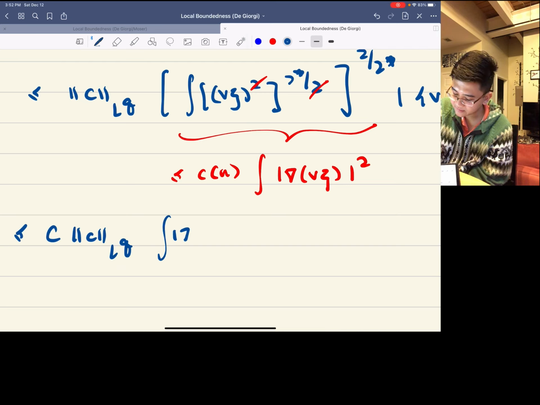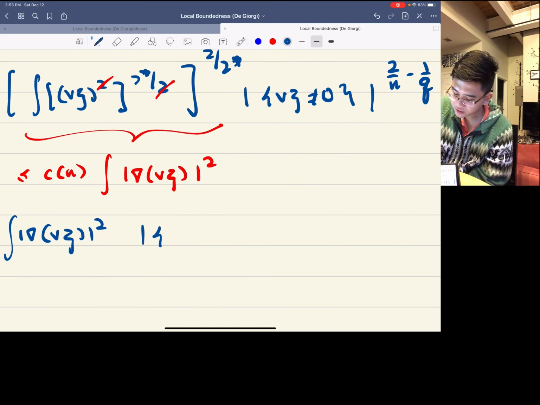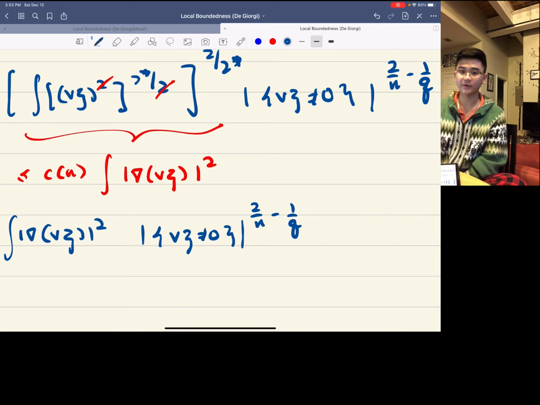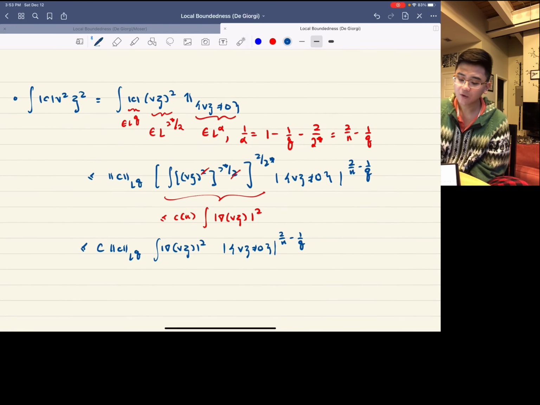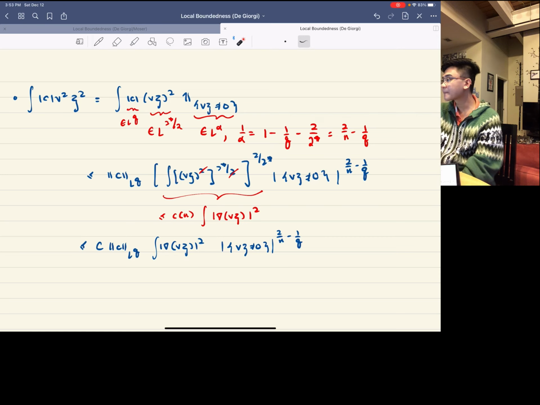Let's write it as the gradient of v zeta squared times the measure of this set raised to 2 over n minus 1 over q. Okay, so what are we doing? We're trying to deal with this term. Okay, so we stop there.